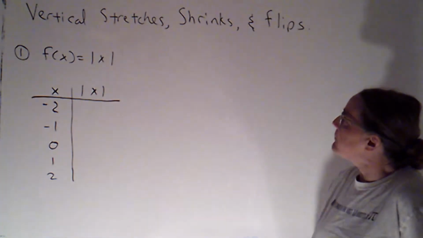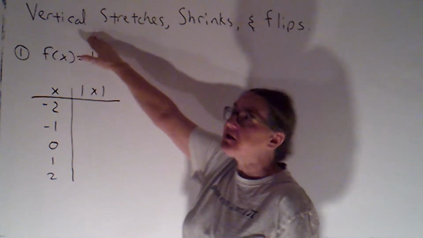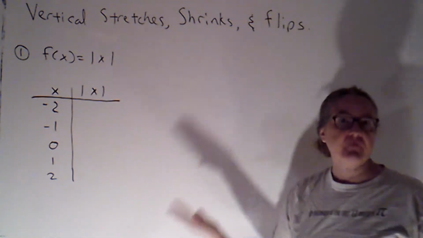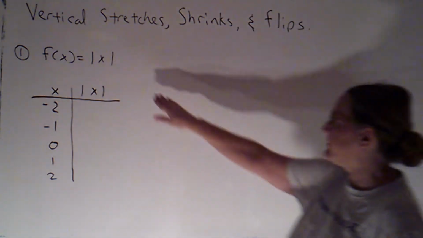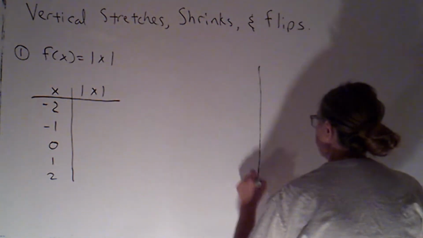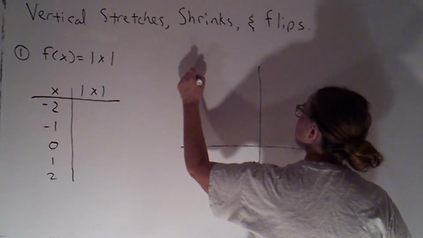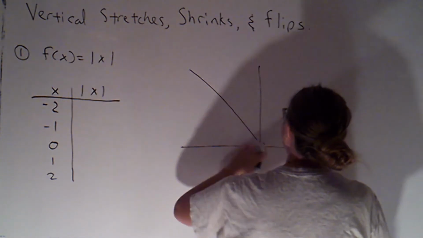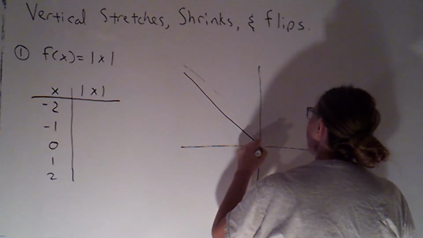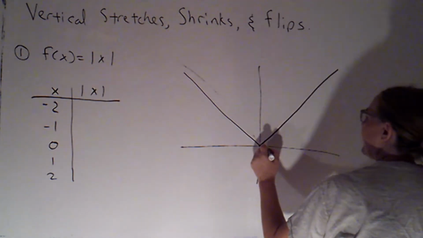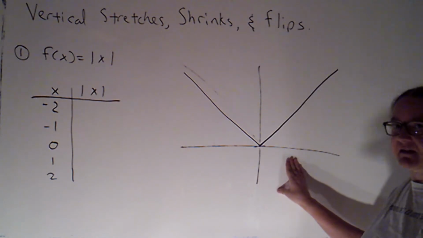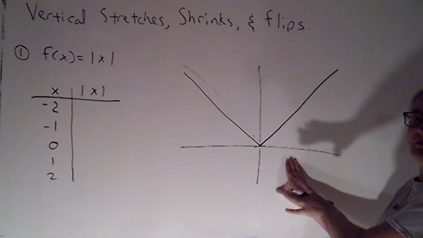All right, we're on the part of the worksheet that deals with vertical stretches, shrinks, and flips. The first question here is just reminding us of this particular parent function, the absolute value function. You should be familiar with that, this V-shaped graph where the left side has a slope of -1 and the right side has a slope of 1. So you should be able to sketch that without creating the table of values.